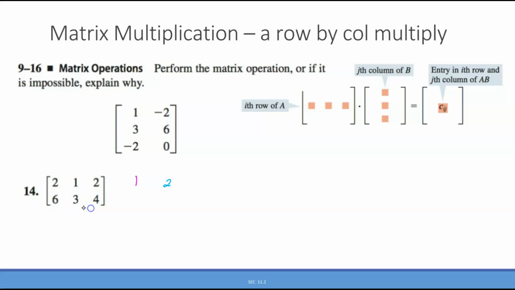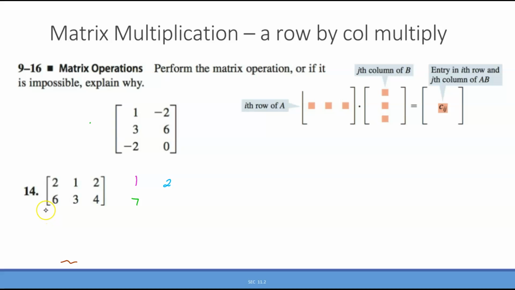Okay, every row gets matched up with every column. We multiply corresponding entries. So we're going to take 6 times 1, which is 6. 3 times 3, which is 9. 4 times negative 2, which is negative 8. Now these get added up for this result. So let's see, 9 minus 8 is 1. 1 plus 6 is 7.